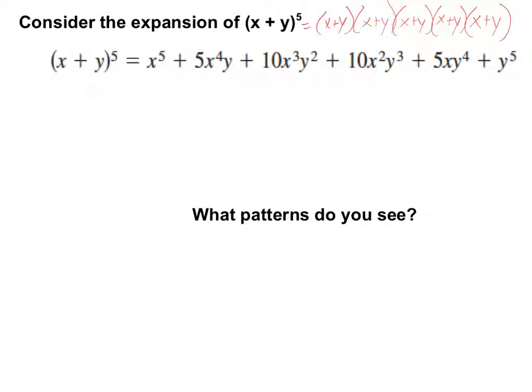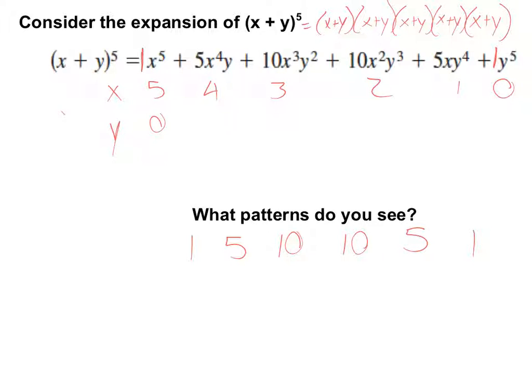Or 1, 5, 10, 10, 5, 1. Oh, okay, so you're looking at these coefficients, right? 1, 5, 10, 10, 5, 1. We see some symmetry in those, right? And the x's have powers that go 5, 4, 3, 2, 1, and 0. Very good. And the y's, there are no y's in the first term, and then we have y to the first, y squared, y cubed, y to the fourth, and y to the fifth.